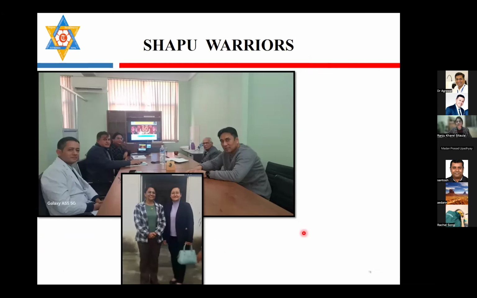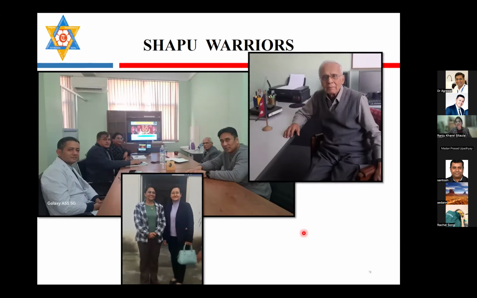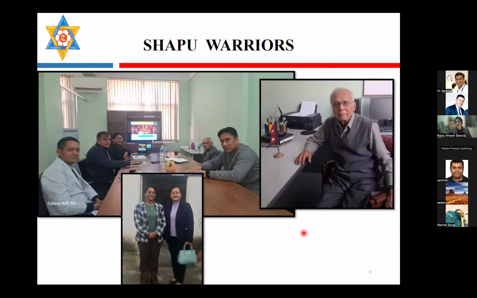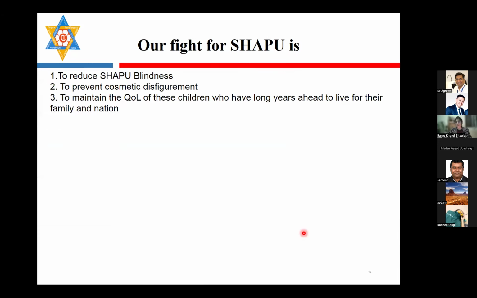So these are the photographs of the SHAPU warriors with whom we are currently working. And the greatest warrior that I believe is Dr. Madan Upadhyay. He was 35 years when he first coined the disease. Now he's 85. This is the photograph taken yesterday. He's still actively working for this disease, and we're working under his leadership.